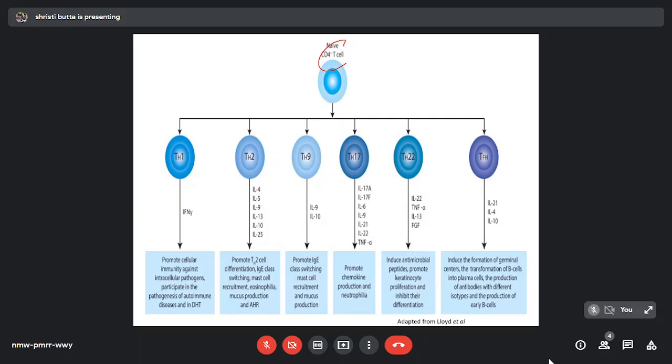Follicular T helper cells, on the other hand, induce formation of germinal centers, transformation of B cells into plasma cells, and production of antibodies with different isotypes and production of early B cells. So these T follicular cells will be discussed in just a bit.